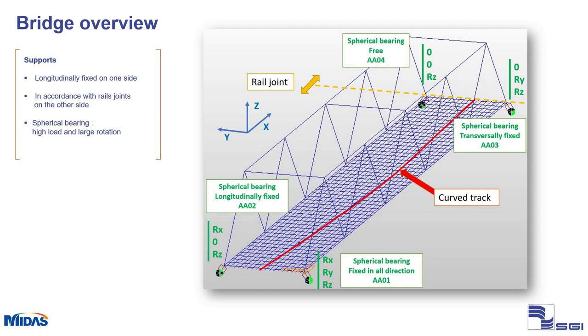And about the bearing type, spherical bearings are considered and these products have good performances. They can handle large rotations and high loads and they also enable a low coefficient of friction.